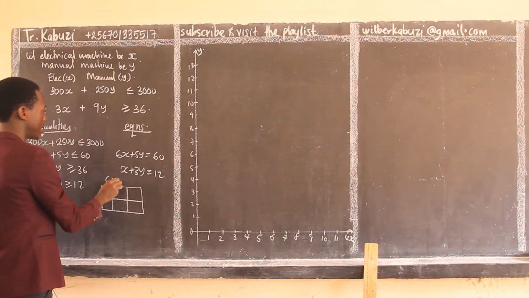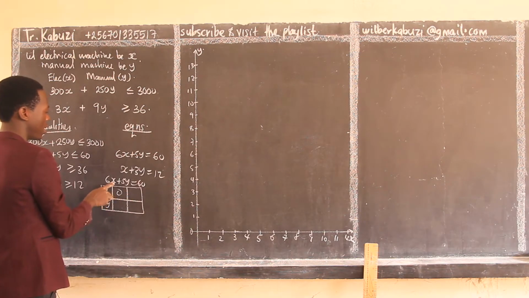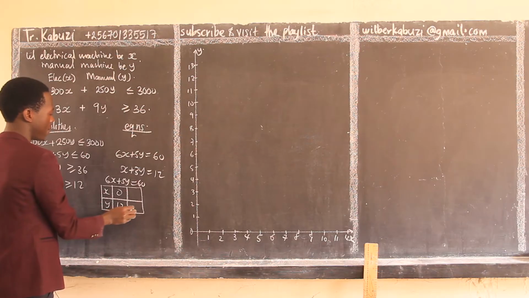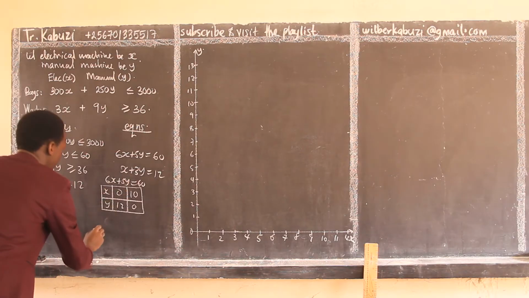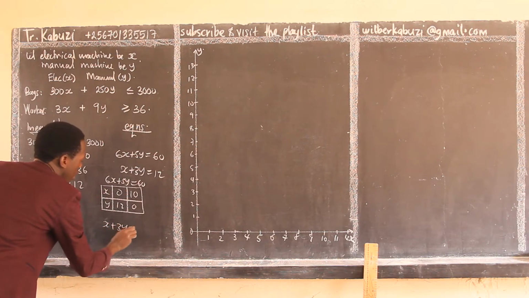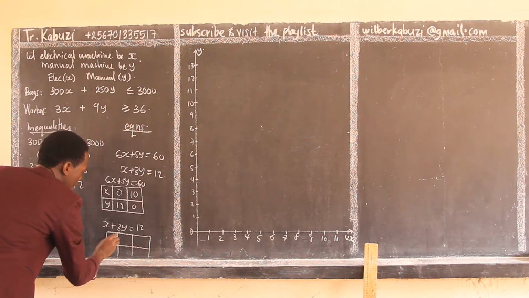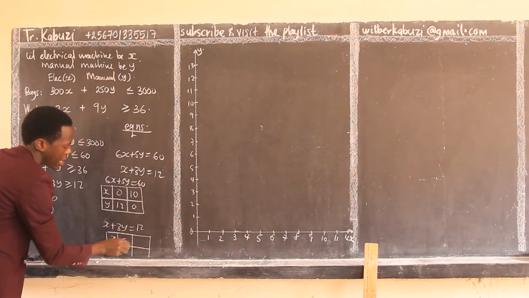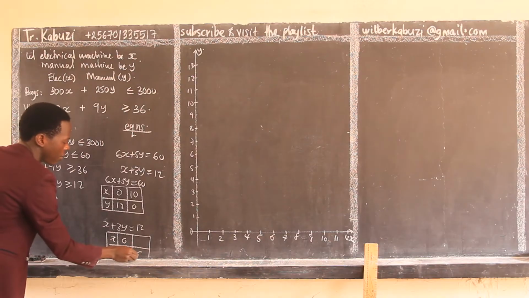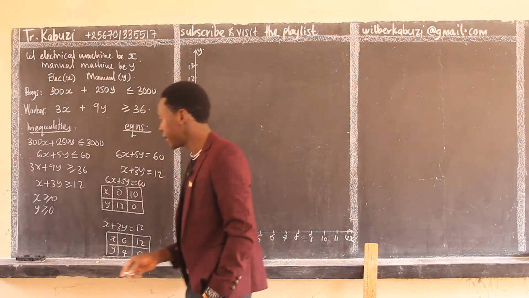This one, 6x plus 5y equals 60. So when x is 0, y is 12, and then when y is 0, x will be just 10. And I also come for this one, x plus 3y equals 12. I also tabulate it. X, y. When x is 0, you can see that our y is going to be 4. Then when y is 0, our x is going to be 12. So we have the points from each line.